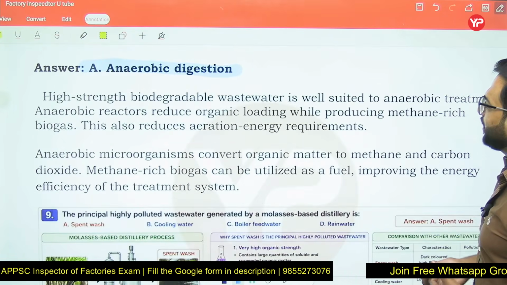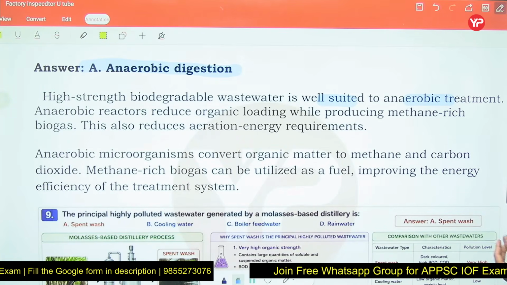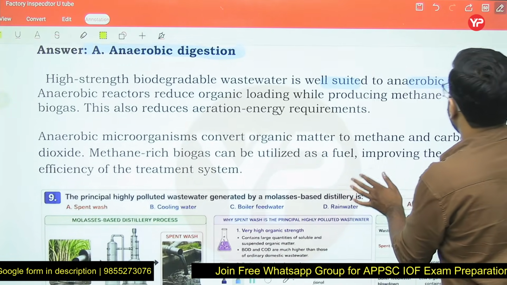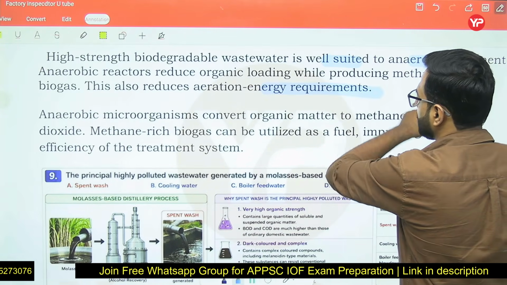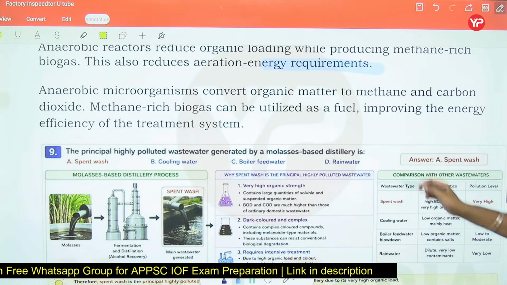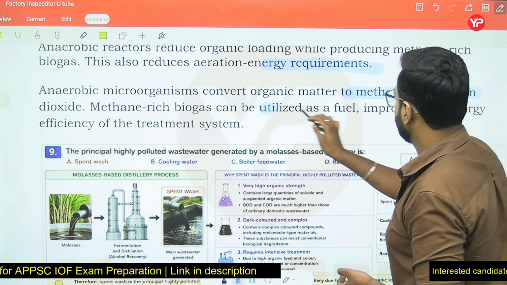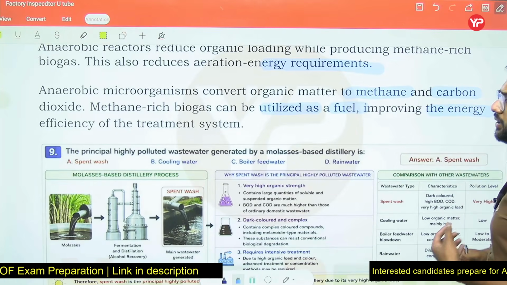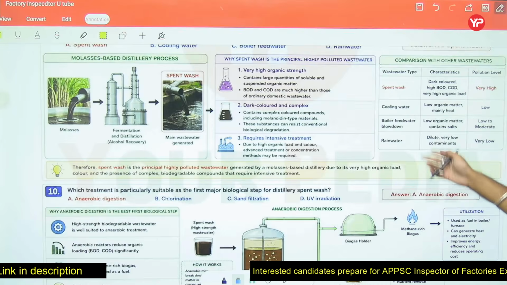High strength biodegradable wastewater is well suited to anaerobic treatment. An anaerobic reactor reduces organic loading while producing methane-rich biogas, and this also reduces the aeration energy requirement, friends. Anaerobic microorganisms convert organic matter to methane and carbon dioxide. Methane-rich biogas can be utilized as a fuel, improving the energy efficiency of the treatment system. So every point is written here.